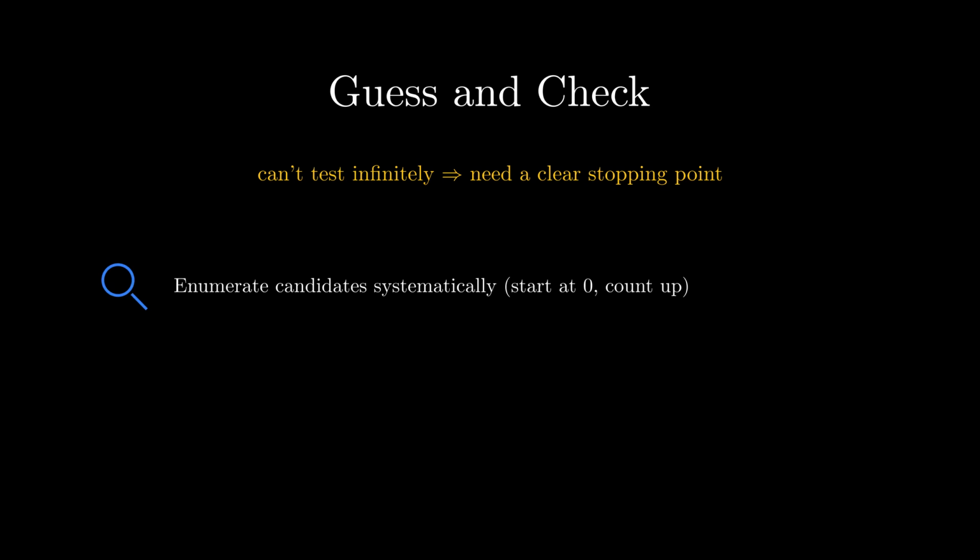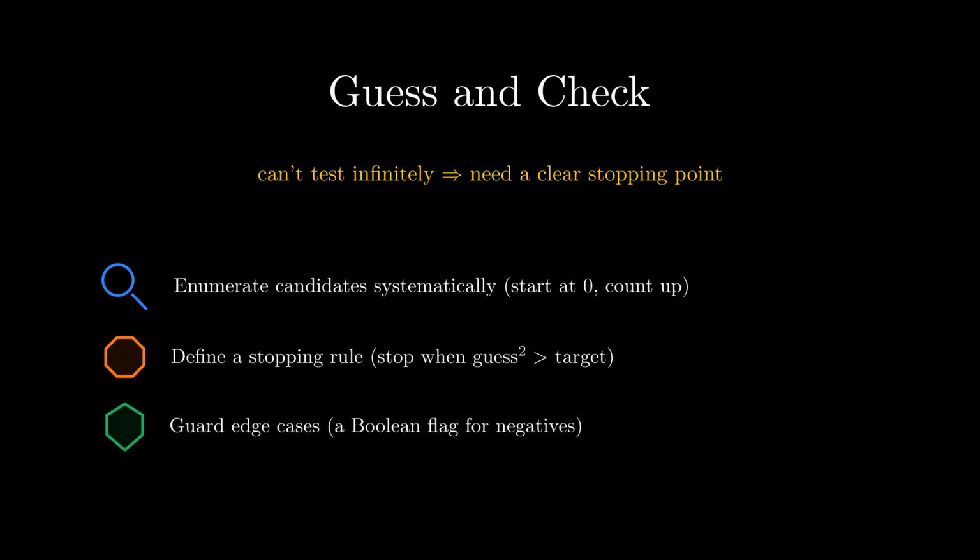Step back, and the big idea is simple. We can't test an infinite number of values, so guess and check needs a clear stopping point. Here, that point was the moment our guess squared exceeded the target. Be systematic, define when to quit, and handle the awkward edge cases like negatives. That same shape, enumerate candidates and know when to stop, is the backbone of brute force problem solving across all of computer science.